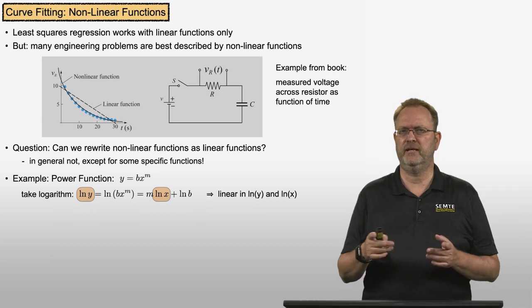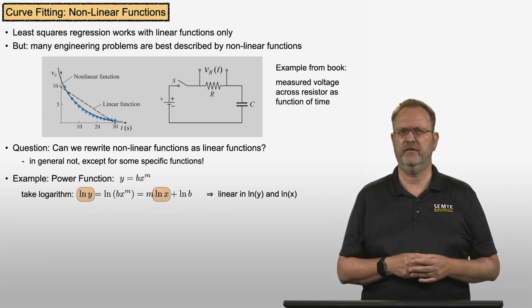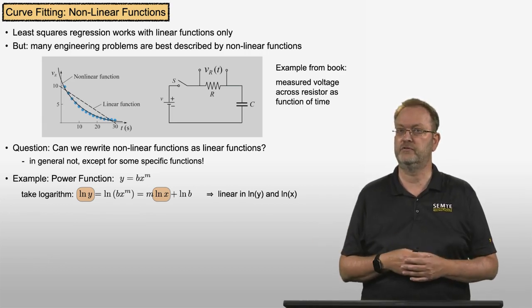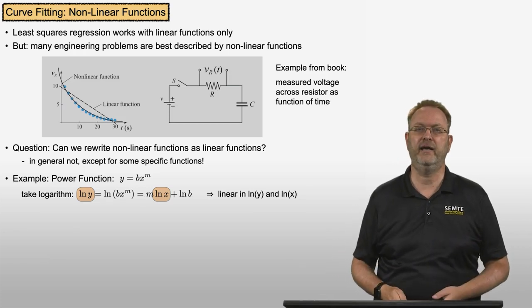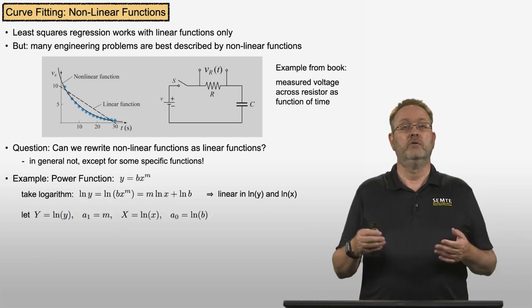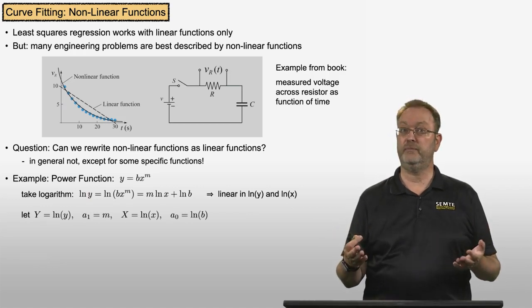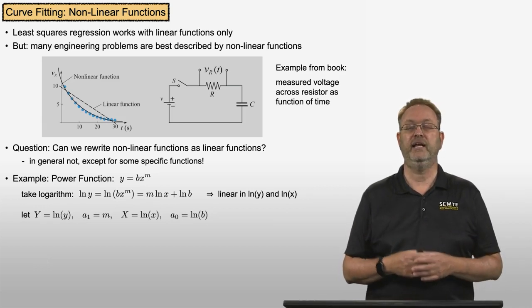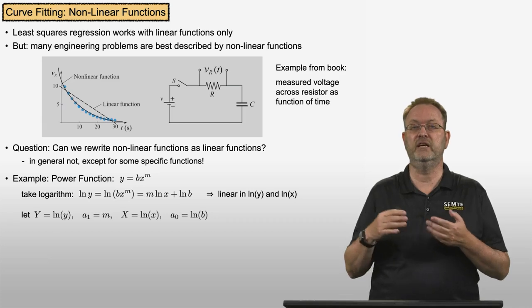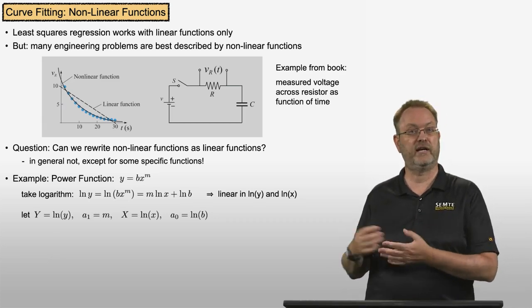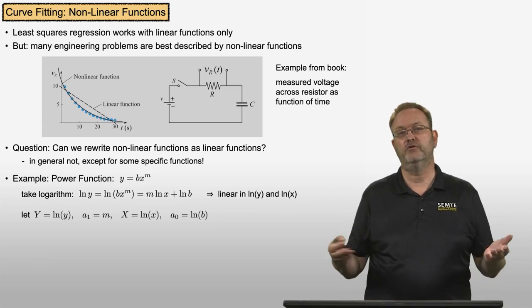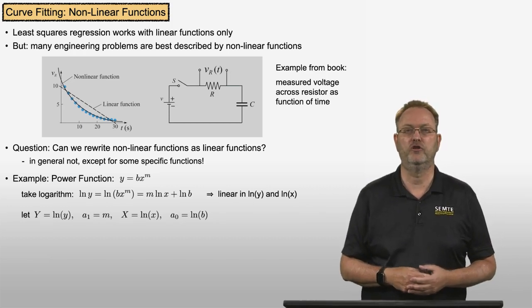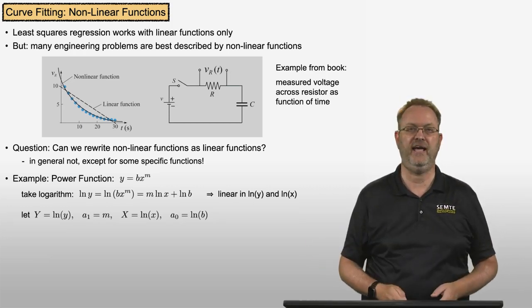And you might be able to realize that this function that I've written there after applying the logarithm is linear, not in terms of y and x, but in terms of the logarithm of y and the logarithm of x. To make this more apparent, let me define a new variable uppercase Y that is the logarithm of lowercase y. And let me define an uppercase variable X that is the logarithm of the lowercase variable x. And then I'm going to call m equal to a1, and I'm going to call the logarithm of b a0.